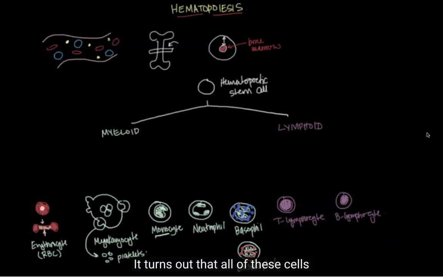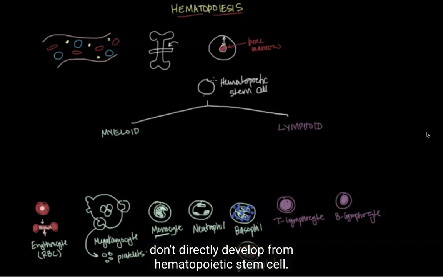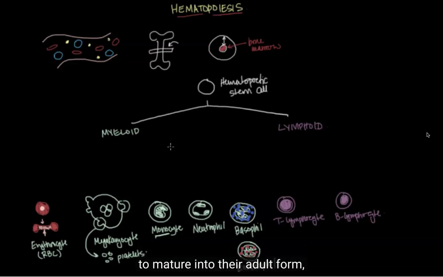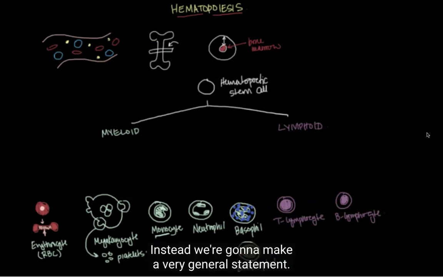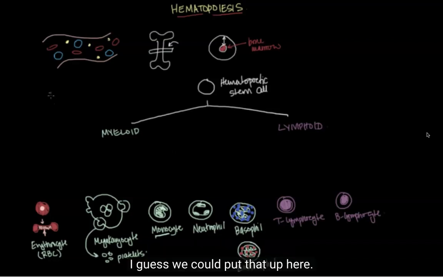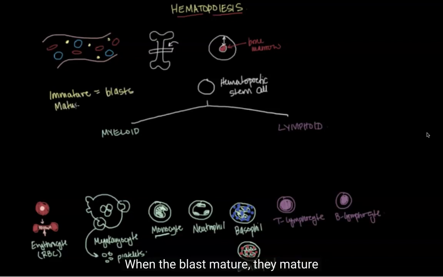So it turns out that all of these cells don't directly develop from a hematopoietic stem cell. Instead, they undergo multiple stages of development to mature into their adult form. But don't worry, guys, we're not going to hash out each of those different forms and their names and physical characteristics. Instead, we're going to make a very general statement. So I guess we could put that up here. We're going to say that the immature forms of all of these cells are called blasts. And when the blasts mature, they are called cytes. And let me show you what I mean.